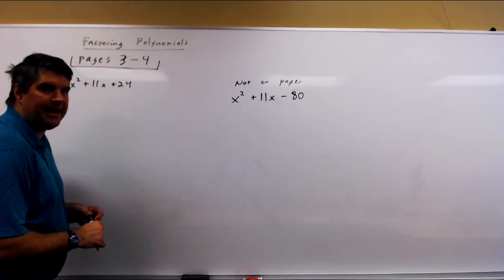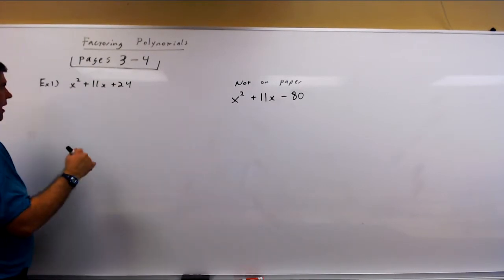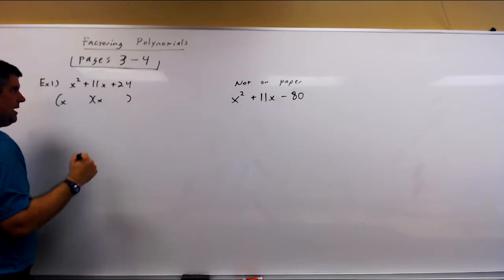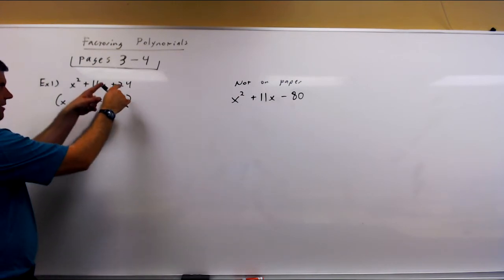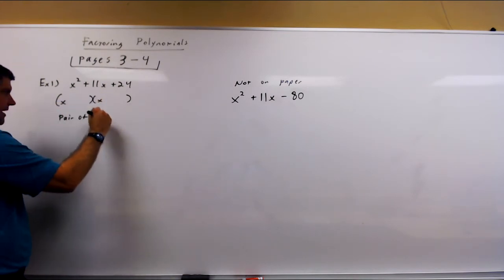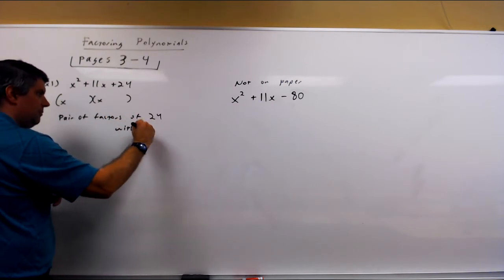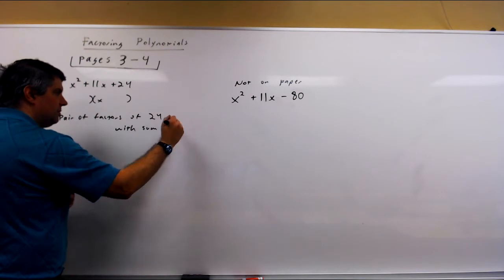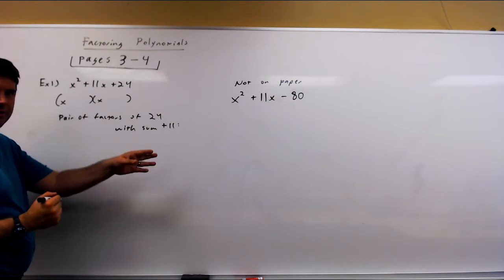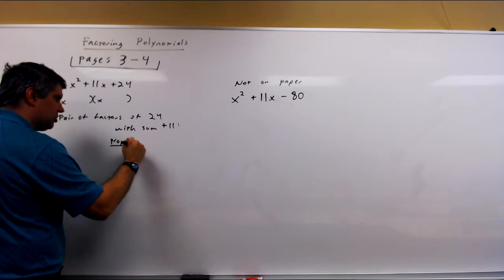All right. On page 3, you have the steps for basic x squared trinomials. What you would do is you start with x and x. Now, what you're looking for is the pair of factors of 24 with sum positive 11. Okay? If you know right away, you can just go with it. So, let's say I have no idea. Propose sum.